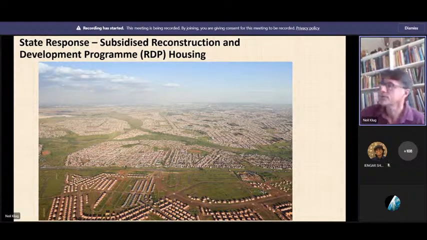So what they did is they rolled out these houses in the millions, but they didn't roll out integrated settlements. There's very few schools, very few clinics, parks, all of the things that make up decent urban environments were left out because they were just focusing on building the top structure.